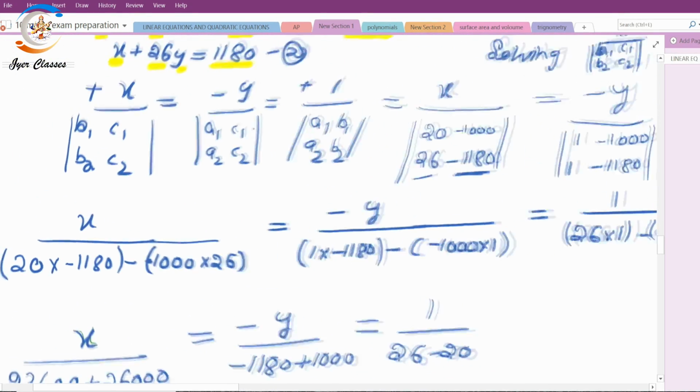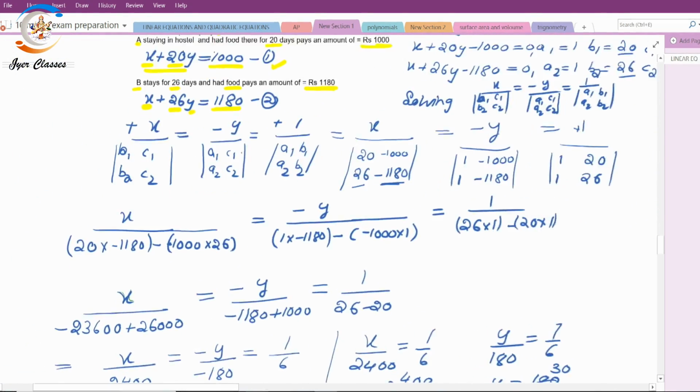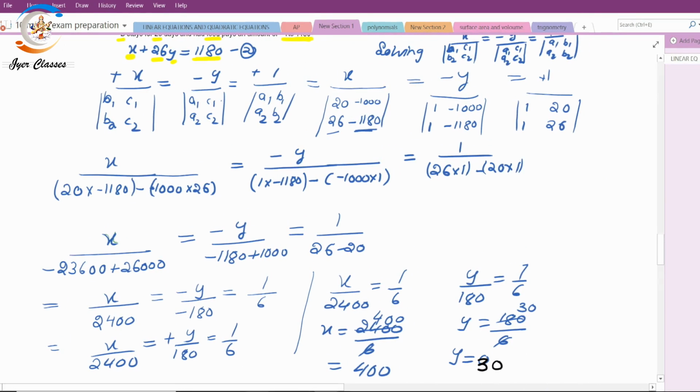So cross multiply and write the values. So what did we see? We do cross multiplications and write the values. Under x, we have 20 into minus 1180, minus 1000 into 26. So you get this multiplication: minus 23600 plus 26,000. Under y, minus 1180 into 1, and minus of the minus 1000 into 1, so it is plus 1000. And then here you will see 26 into 1 and minus 1 into 20, so that is equal to 20.